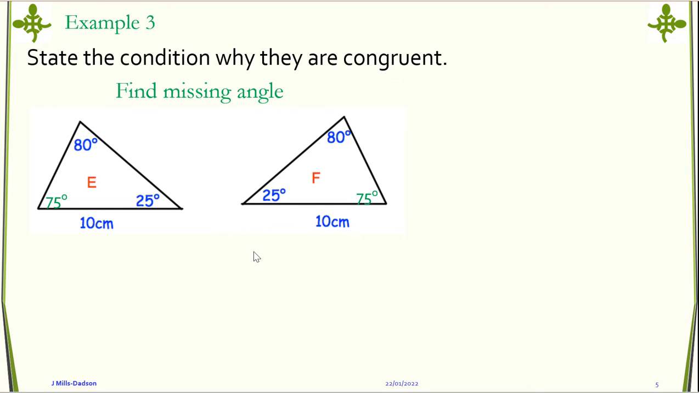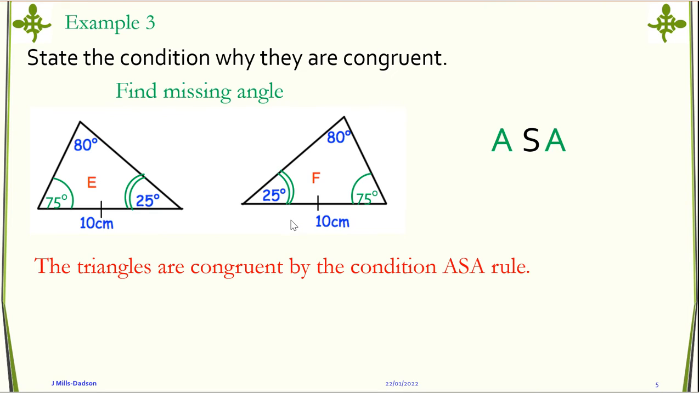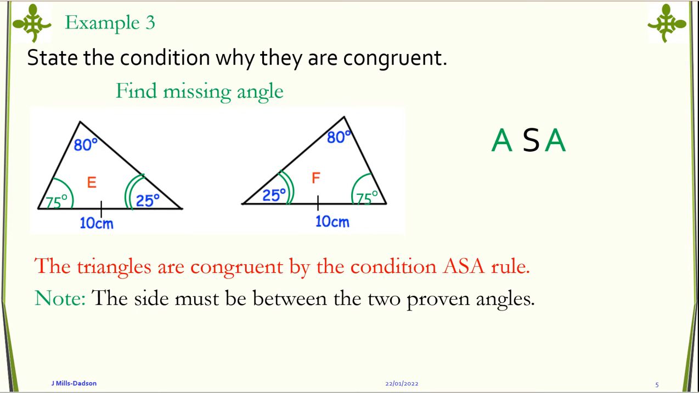We can now check which of the postulates will work. We have 75 degrees, that's an angle. We have 10 cm as a side, and 25 degrees as an angle. So triangles E and F are congruent by the condition angle side angle. You must also remember here that for you to prove using angle side angle, the side must be between the two proving angles. The side must be between the two proving angles.